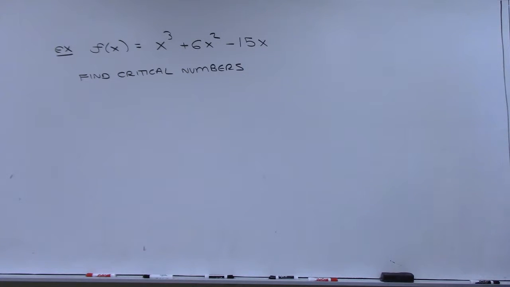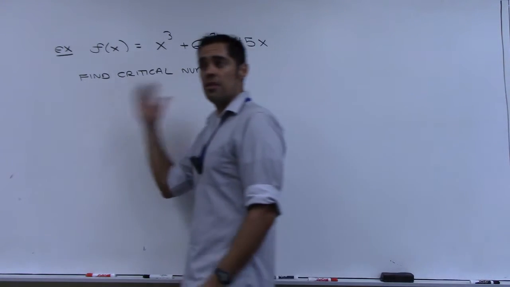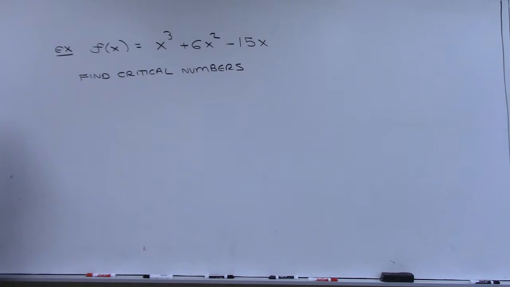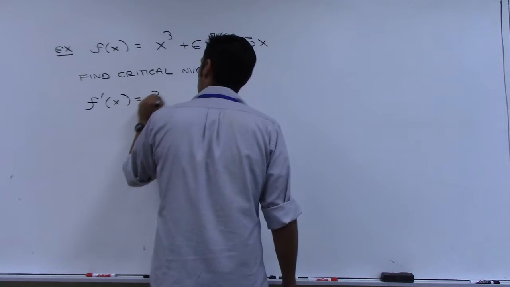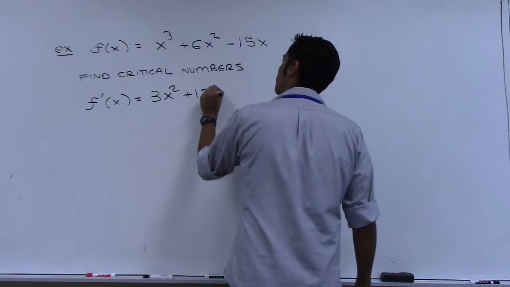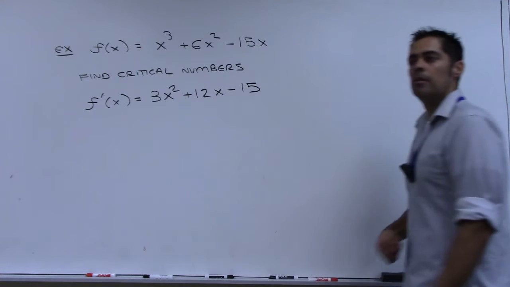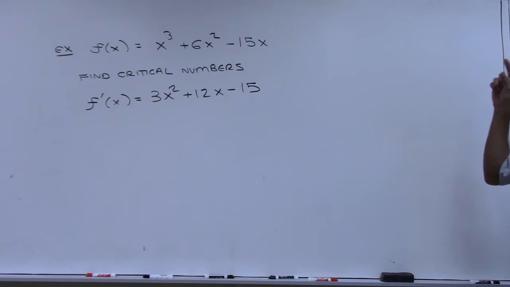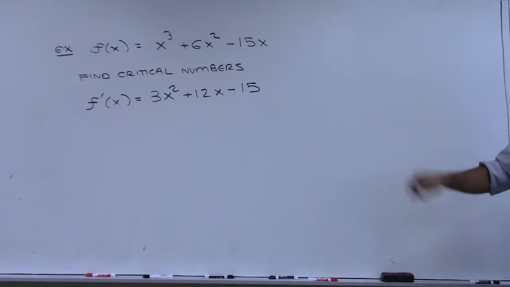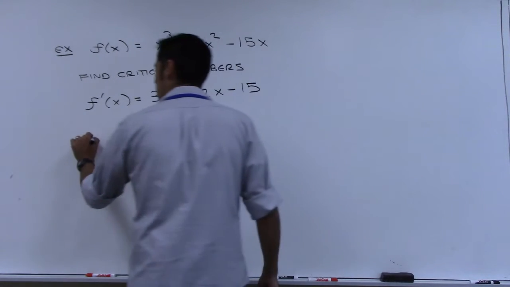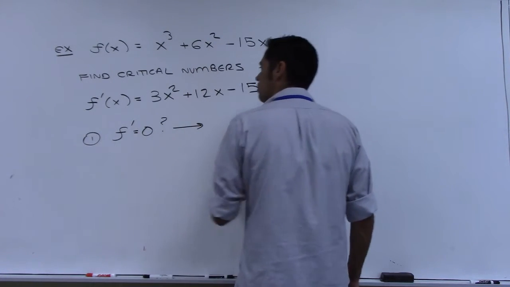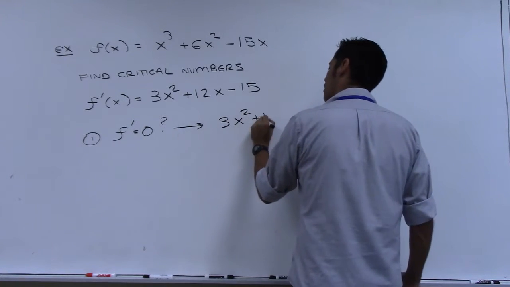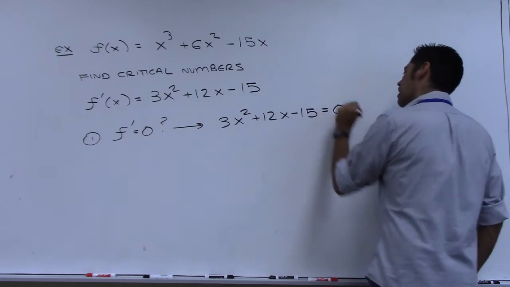So the critical numbers are anywhere where the derivative of this is 0, or anywhere where the derivative of this does not exist, right? So let's first just take the derivative. What's the derivative of this function? 3x squared plus 12x minus 15. Agreed? The critical numbers are going to be anywhere where that's 0 or anywhere where that doesn't exist. So let me first figure out where it's 0. Where's the derivative 0? Well, that's wherever 3x squared plus 12x minus 15 is equal to 0, right?